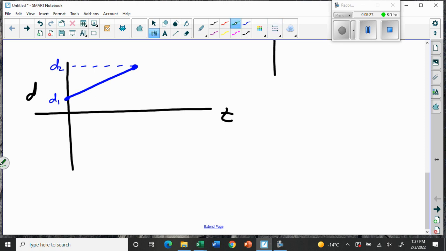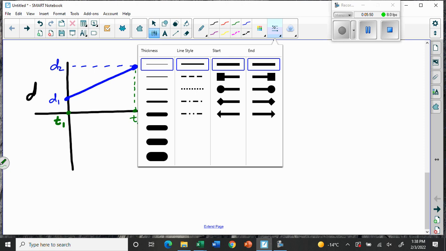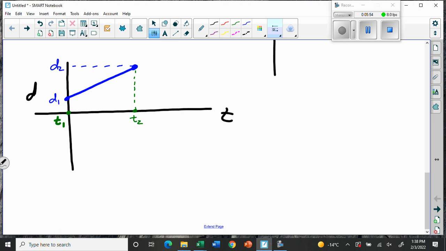But of course, we also have an initial time value of T1, and there would be a second time, right over here, of T2. And so what we could do then is we could say, okay, let's compare on this graph. Remember that the slope of a line is equal to delta y over delta x.